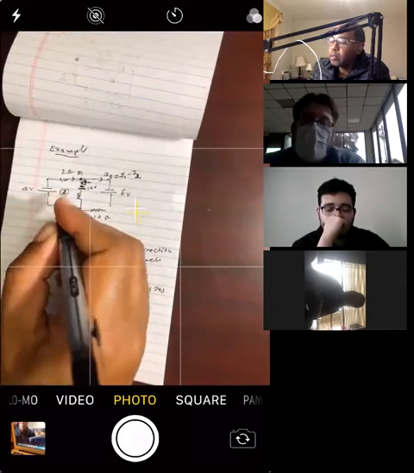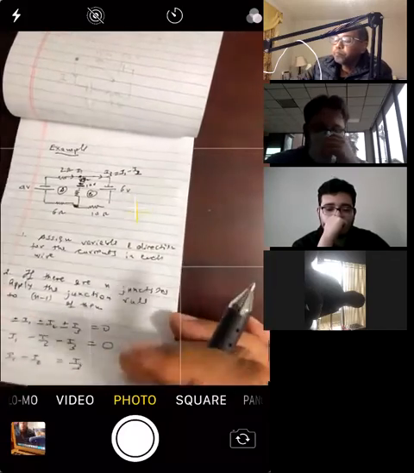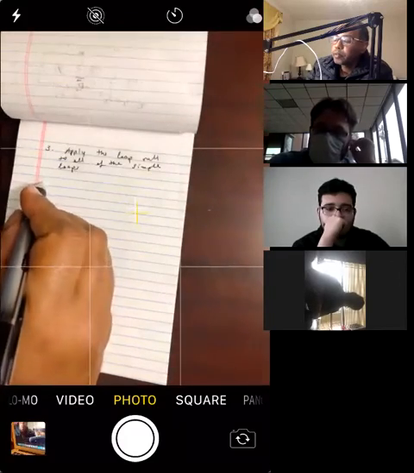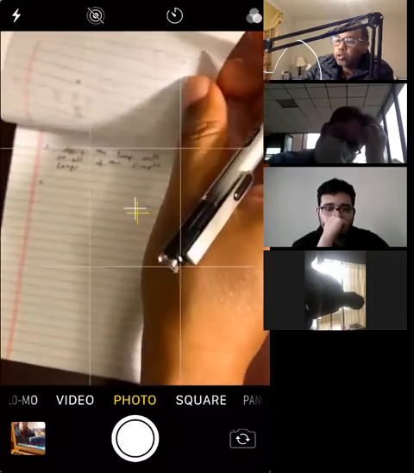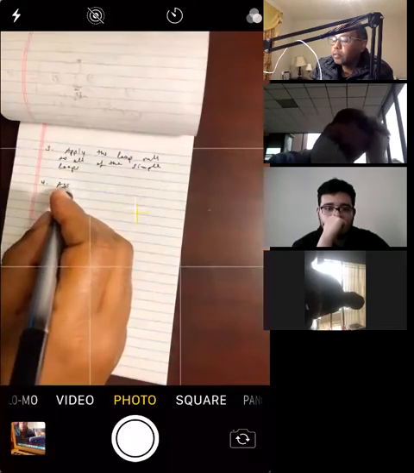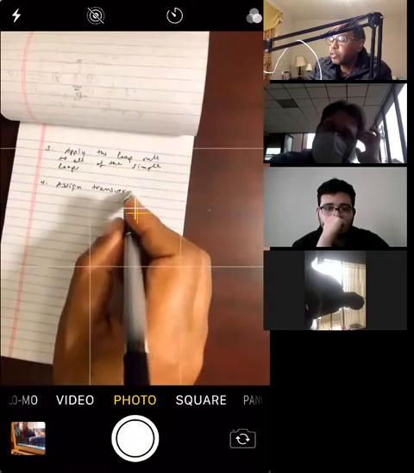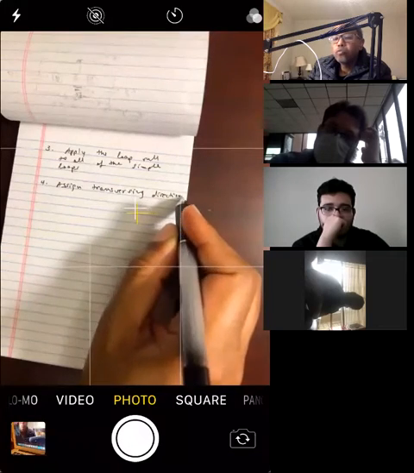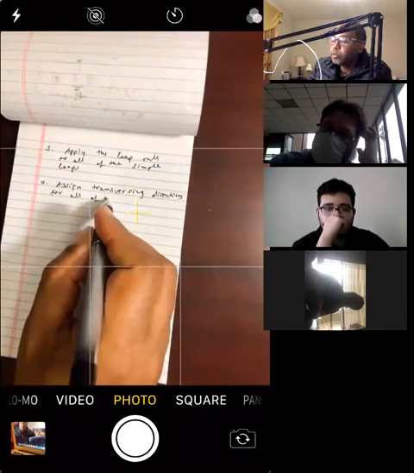Let's call them A and B. Okay, I have 2 simple loops. And then assign traversing directions. It doesn't matter which way you're going, it will be clockwise or counterclockwise, but you have to assign it. Assign traversing directions for all of the simple loops.